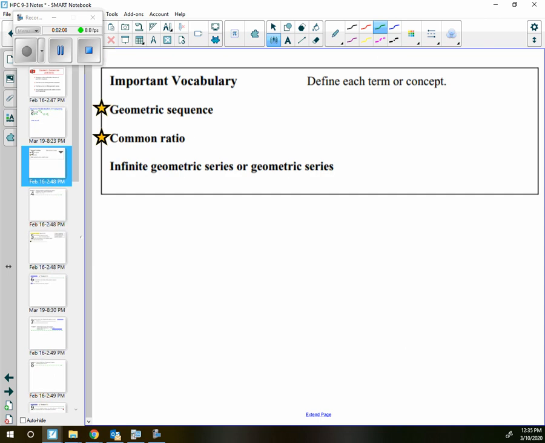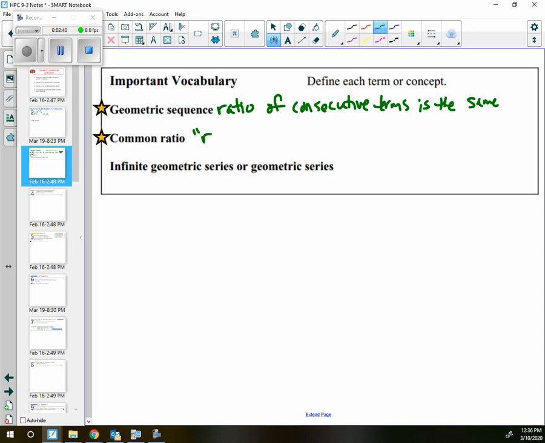So a geometric sequence is a sequence where the ratio of consecutive terms is always the same. So there's a common ratio. If you take any two consecutive terms, terms right next to each other, like term 3 and 4 or 4 and 5, and you take their ratio, you'll always get the same value. In other words, you're multiplying by the same thing each time.